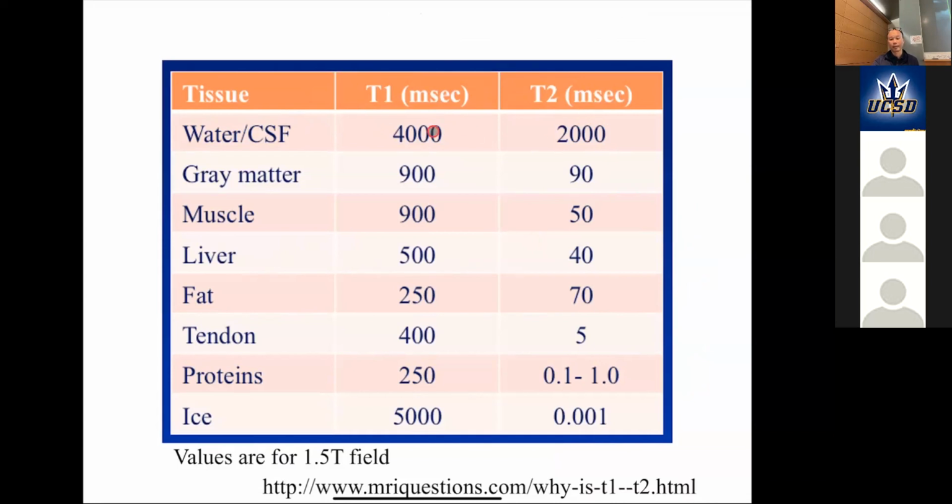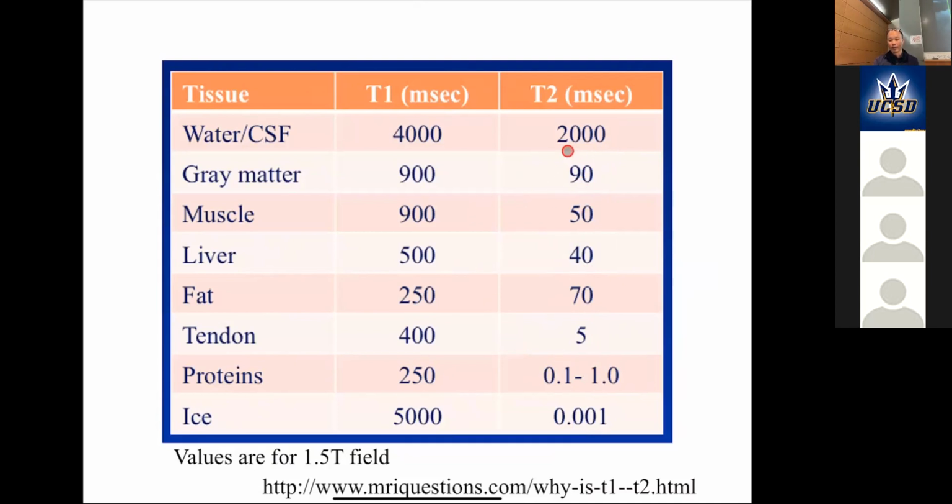That means the signal lasts quite a long time if I tip the magnetization while it's precessing around. But in most tissue, like gray matter, muscle, liver, fat, I only have on the order of 50, 100 milliseconds. So I have to get that signal very quickly. If I go into tendon, I'm down to 5 milliseconds. If I go into proteins, I'm down to 0.1 or 1 second. And if I'm in ice, I'm down to 0.001 second, because the molecules in ice don't move very quickly.